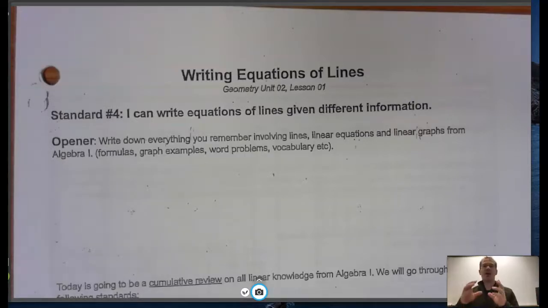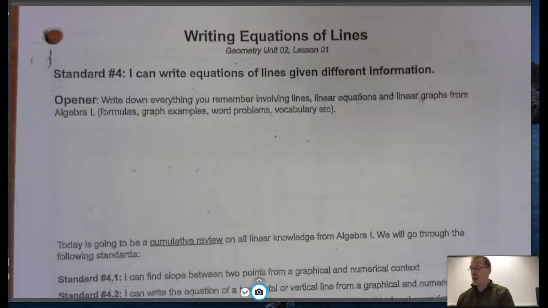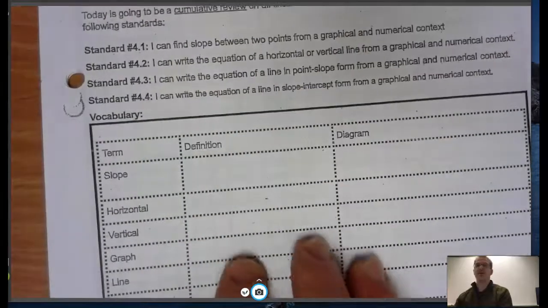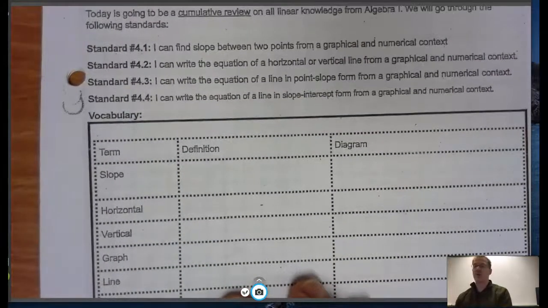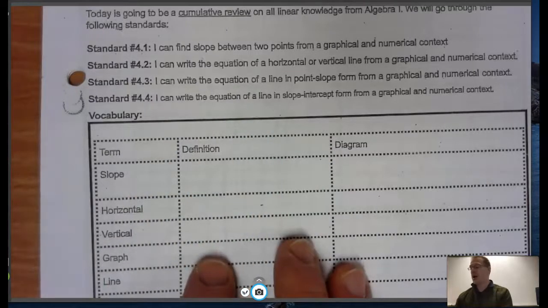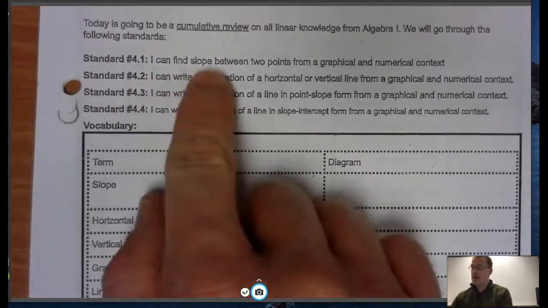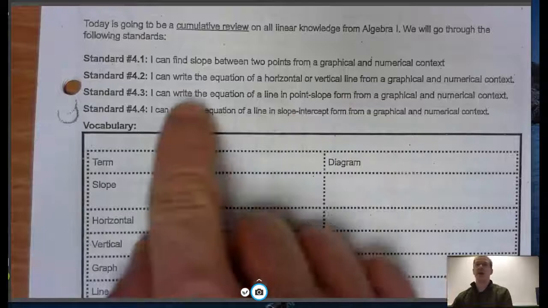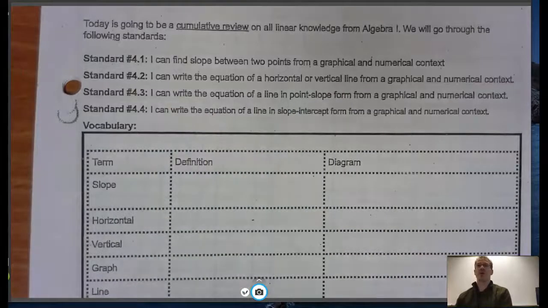So in the short video before this one, you went through all the different vocabulary associated with this lesson. So I'm not going to go into that because that's in the prior video. And once again, you can see our four main standards here, right? I can find slope between 2 points both graphically and numerically. I can write equations of horizontal and vertical lines graphically and numerically, point slope form and slope intercept form graphically and numerically. And that's what I'm going to do with you now.